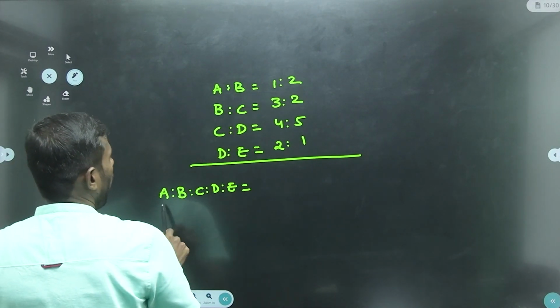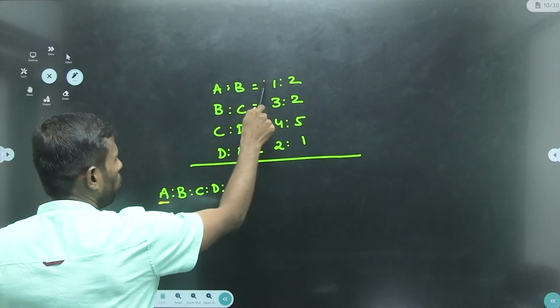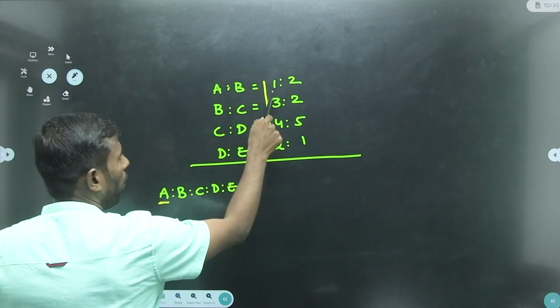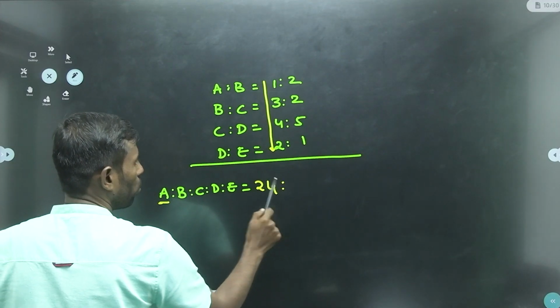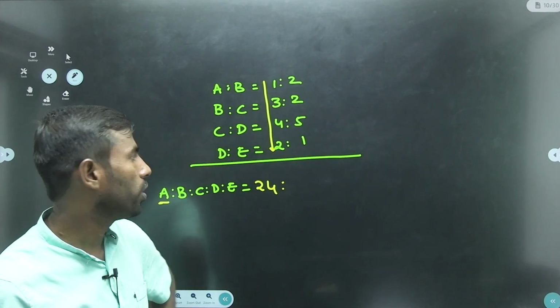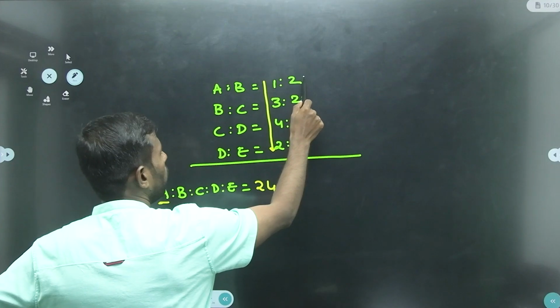Now, A ratio value, first column: 1 into 3 into 4. 1 into 3 is 3, 3 into 4 is 12, 12 into 2 is 24. So 1 into 3 into 4 into 2 is equal to 24. Now coming to the B value.